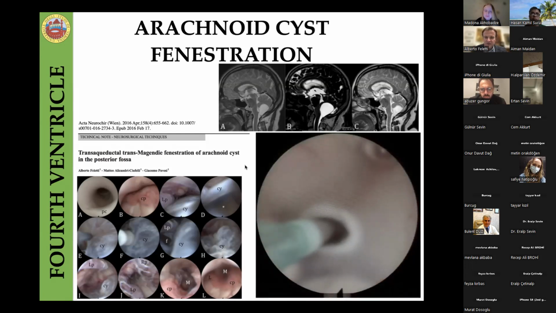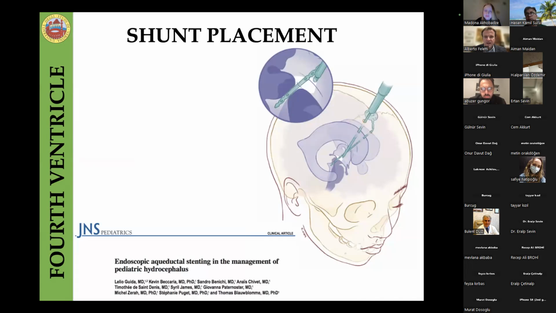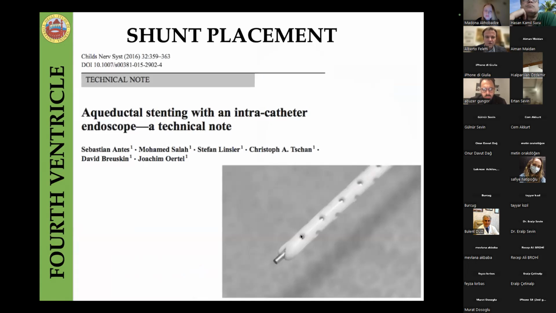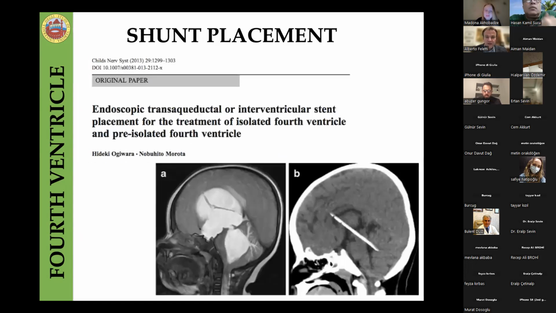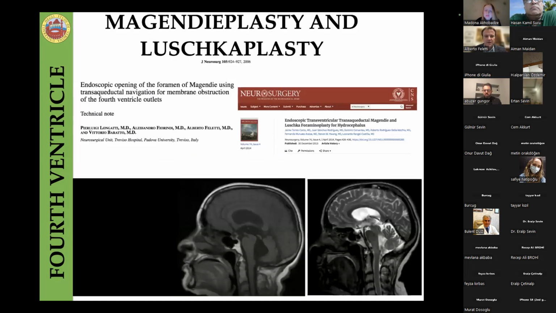I also performed an ETV in this case. Sometimes you can use a flexible scope or a rigid scope just to help yourself placing a shunt in the fourth ventricle. Some authors even designed a very, very tiny rigid endoscope that can be inserted inside the catheter to guide it with a visual guidance. There are several publications about isolated fourth ventricle and endoscopy to place this kind of catheters.